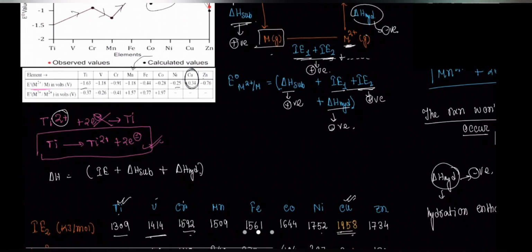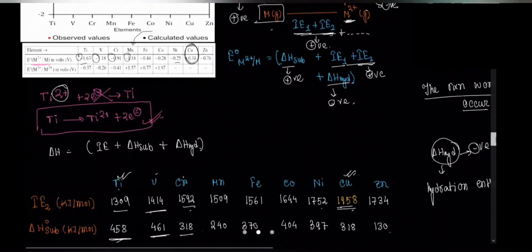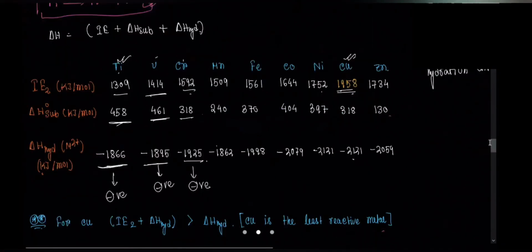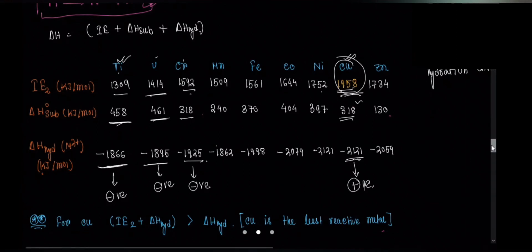Now you just go to the copper section in the list over there. Let me scroll down and show you. If you can see, the copper's value is 1958. Now if you add that with 318, which is the delta H sublimation, and subtract 2121, if you do this sum, you will have a positive value. Just do this and you find that's why they are having a positive value. So this is not done by any one parameter. This is the outcome of three parameters.